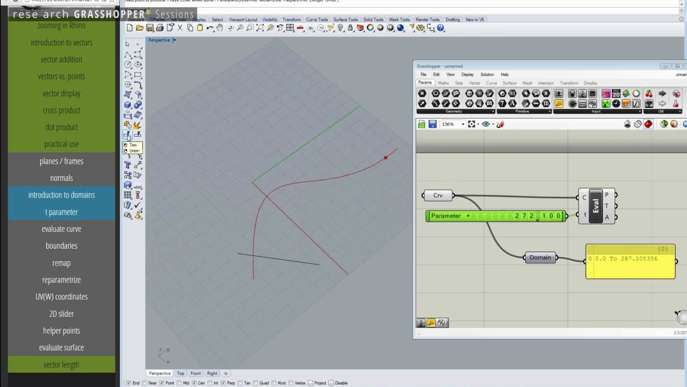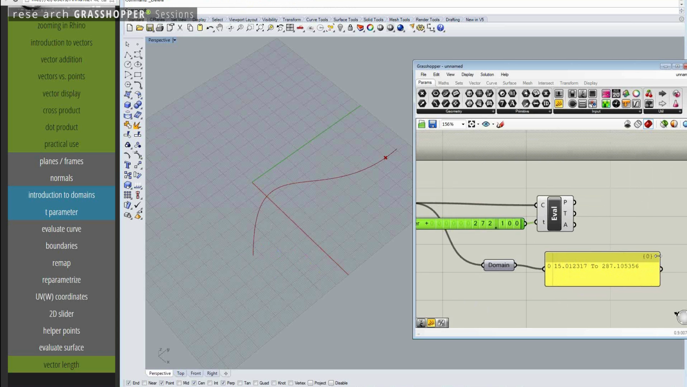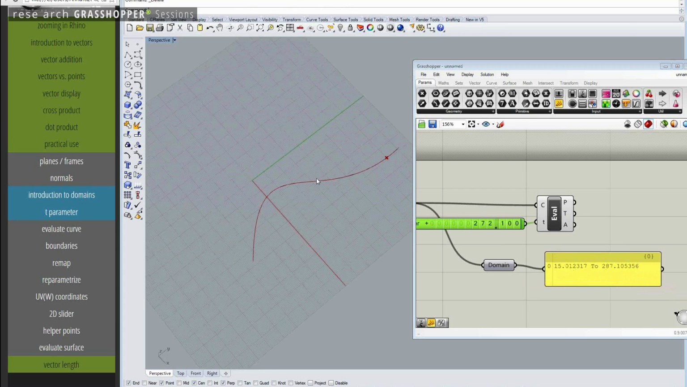I use the trim command and I trim it like this. And the curve has changed now. I just delete this. And the domain doesn't start at 0. It starts at 15 point something and goes all the way to 287. So this is the domain of the curve.